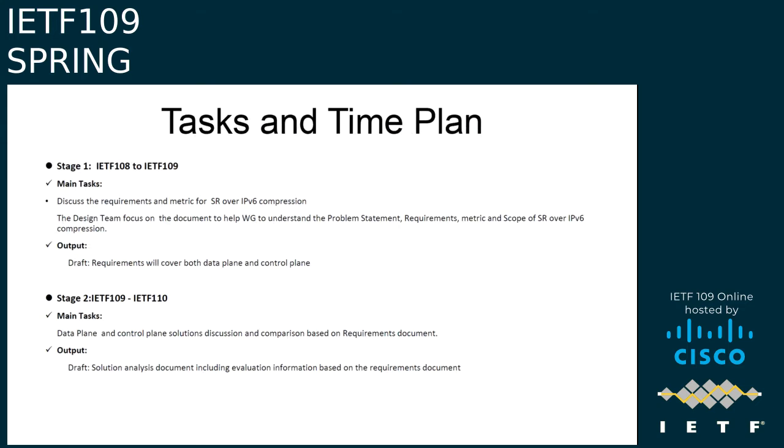So for the timeline, I think currently the design team has a two-stage plan. The first stage is during IETF 108 to IETF 109, and we hope to output a requirement draft. I think we have achieved that. The second phase, during IETF 109 to IETF 110, we will do some analysis on several proposals and output an analysis document. Next page.